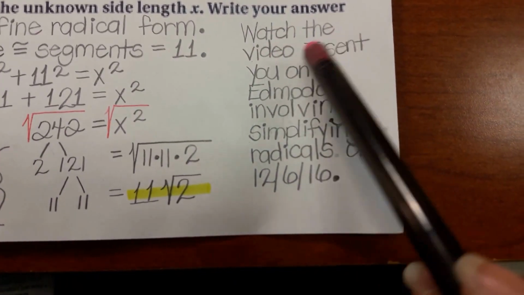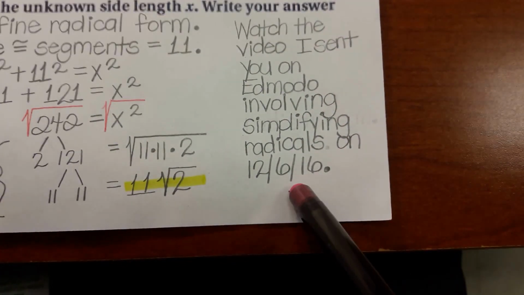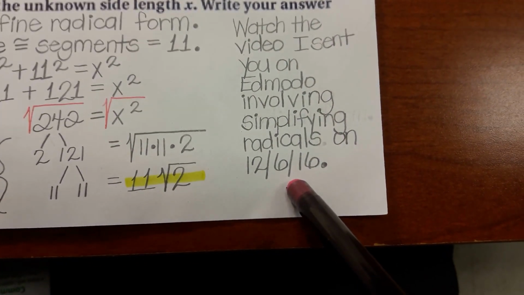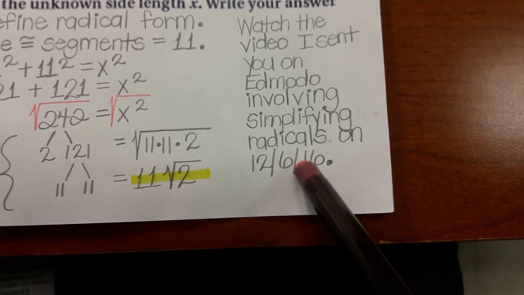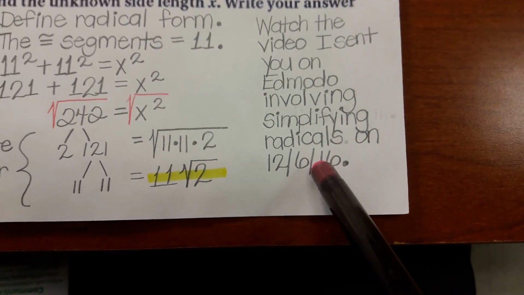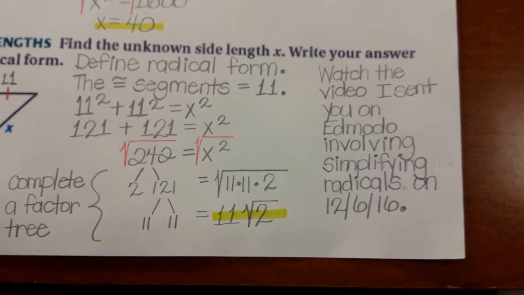Right here, it says, watch the video I sent you on Edmodo involving simplifying radicals. I sent you a video on December 12th, 2016. So find that video on your Edmodo account and just review over how to break these down again if this doesn't help. So that should help you.